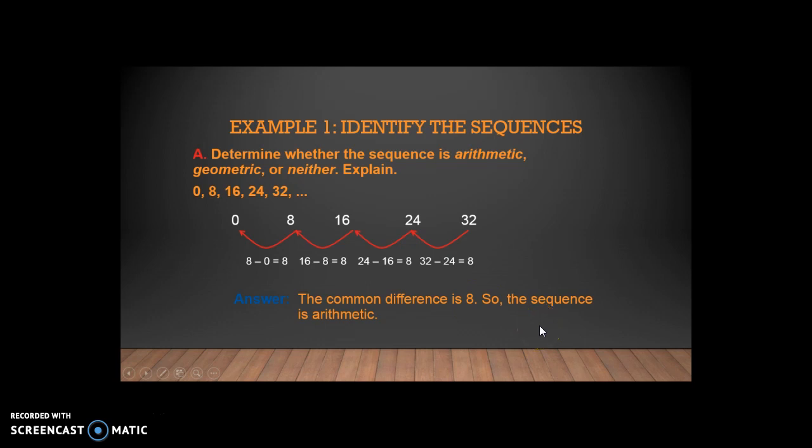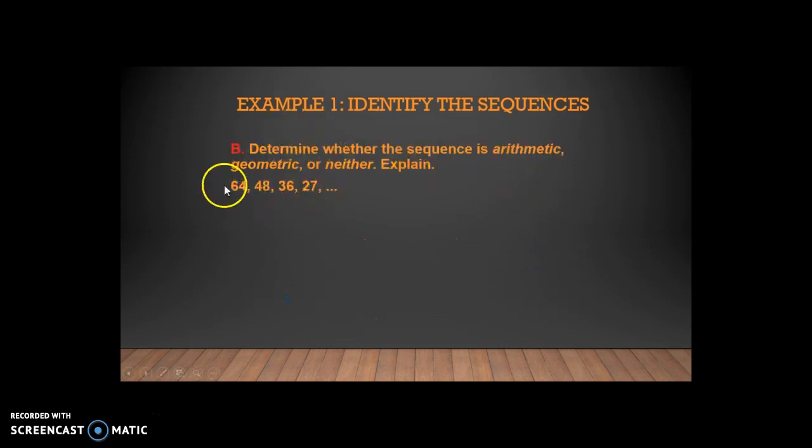All right, so pretty basic. Looking for the pattern, identifying whether it's addition or subtraction, which is a common difference, so that's arithmetic, or as you'll see in the next problem, if it has a common ratio. All right, so here's our next sequence. We write it out, and maybe you think it's addition, but to get from 64 to 40, I'd be subtracting 16. 48 to 36 would be 12, so there's definitely not a common difference.